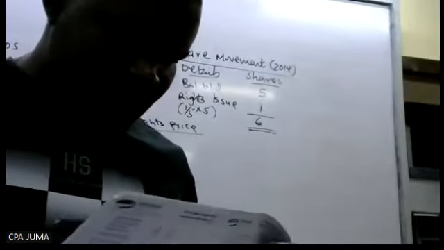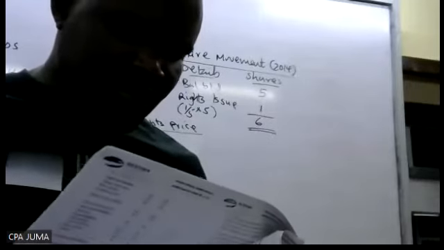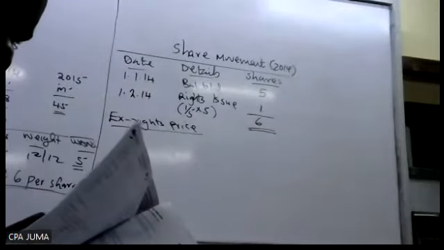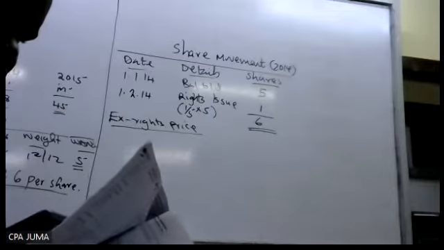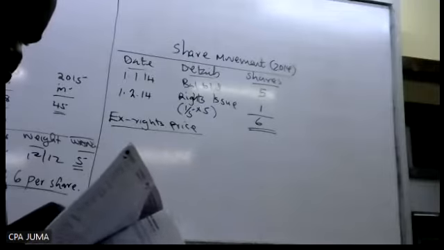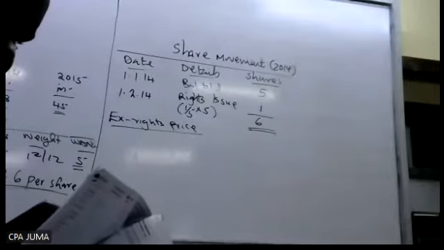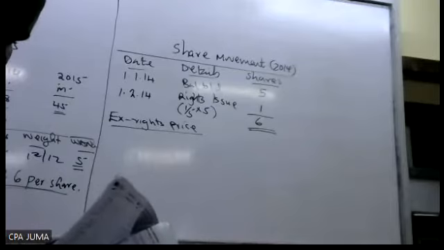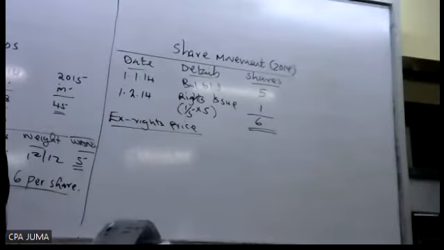What is your ex-rights price? 10. What was the basis? 1 for every 5. Before the rights issue, the number of shares and the last quotation, the fair value of the shares before the exercise, was 11. So 1 new, 5, so that is 5 times 11, and the new one at 10.